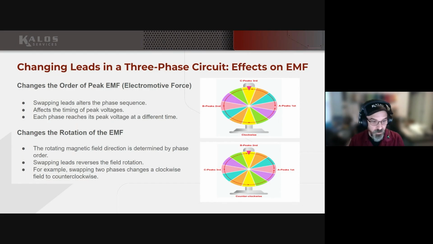So we're changing the order in which that motor is wired and receiving the magnitude of the electromagnetic field. But the other thing we're doing, and this is a little hard to visualize, is we're actually reversing the direction of the rotating magnetic field in that induced coil by swapping those leads.